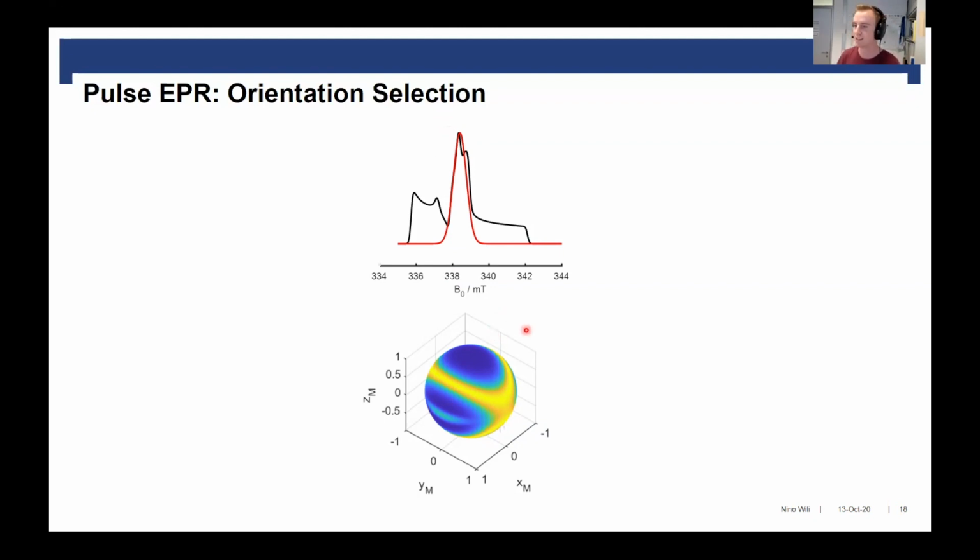Usually you hope that orientation selection is not that significant, or usually you have to simulate it somehow. So only in very easy cases can you really follow by hand what exactly the orientations are that you excite and how this translates to the spectra that you will get in the end.